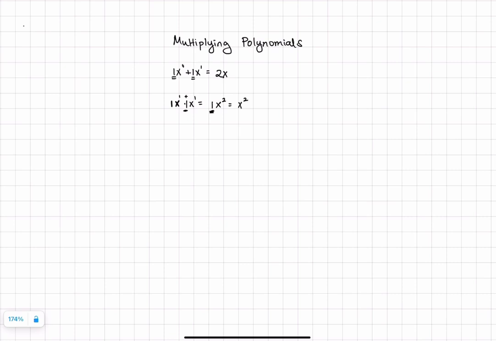So let's look at another example. So x to the power of 4 times 2x raised to the 5th power would give us 2, because there's an invisible 1 over here. So 1 times 2 is 2. And then we add the exponents together. So 4 plus 5 gives us 9.